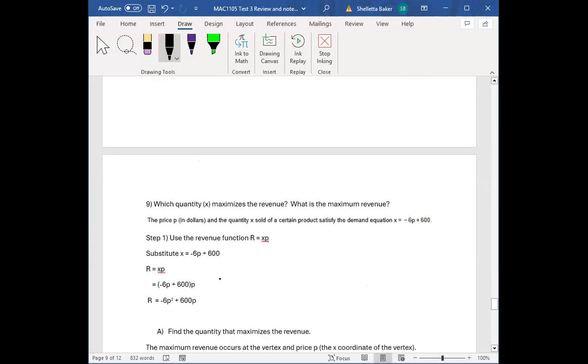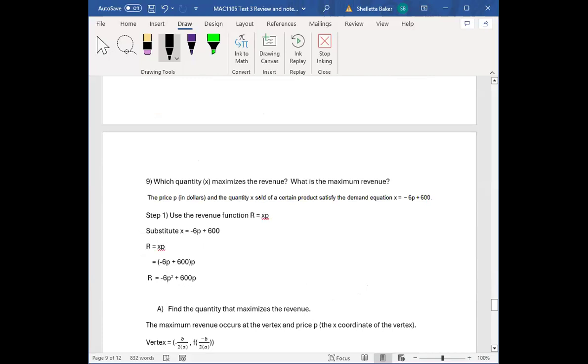For number 9, which quantity maximizes the revenue, and what is the maximum revenue? We're given this price function and the demand equation, which is x equals negative 6p plus 600. We want to convert this to a revenue function.